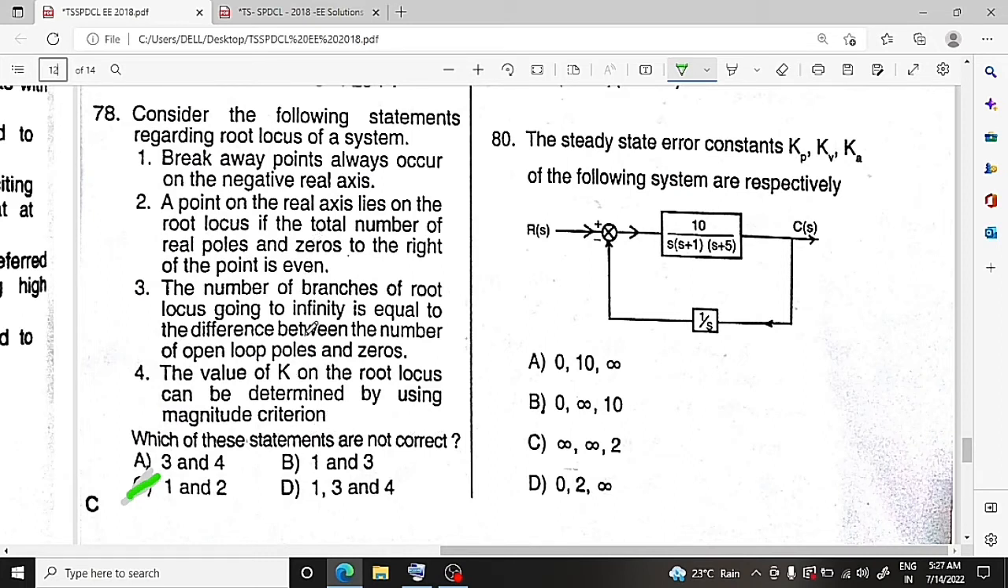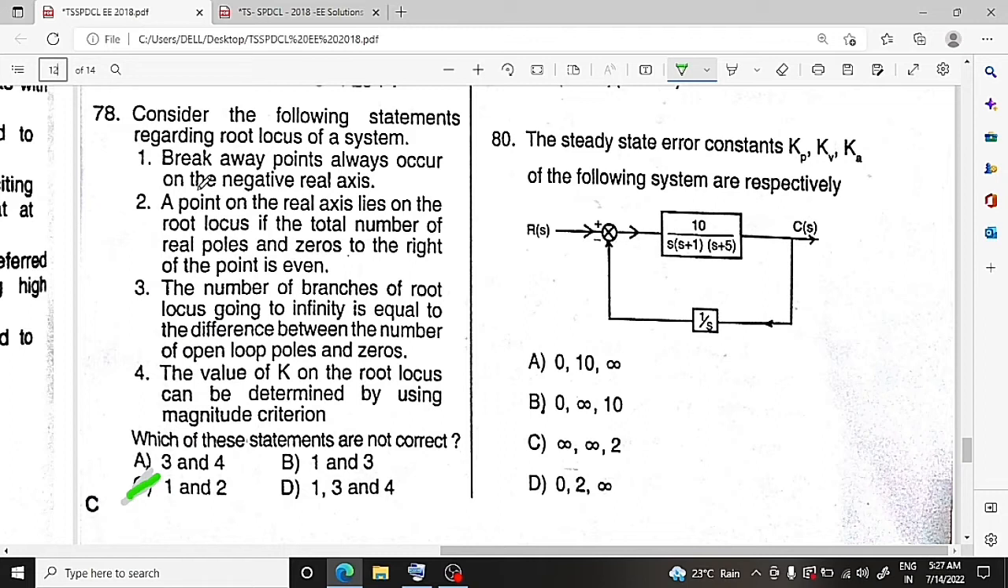So out of these 4 statements, which statements are not correct we need to figure out. Out of these 4 options, option C is the correct solution of this question. Statement 1 is always incorrect because the breakaway point can occur at any point on the S-plane.